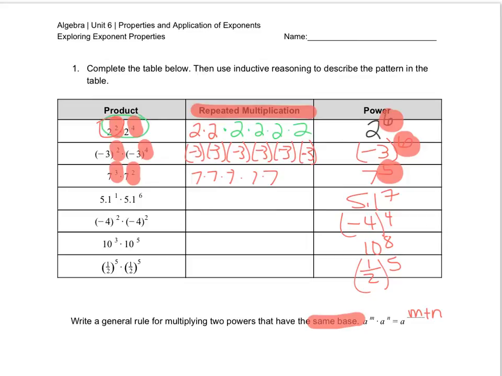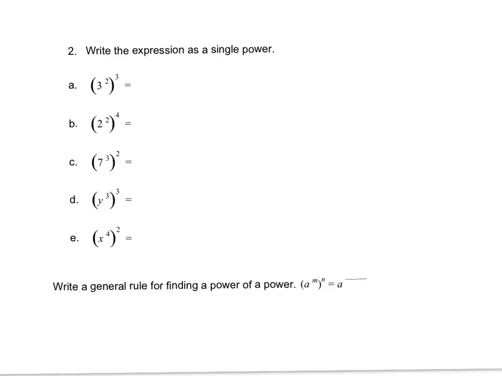So whenever we have the same base and we're multiplying, okay, that's another keyword, we're multiplying with the same base, we're just going to go ahead and add our exponents. We call this rule the product of powers property.